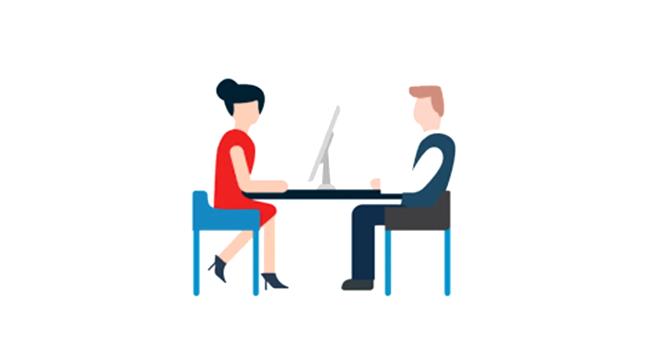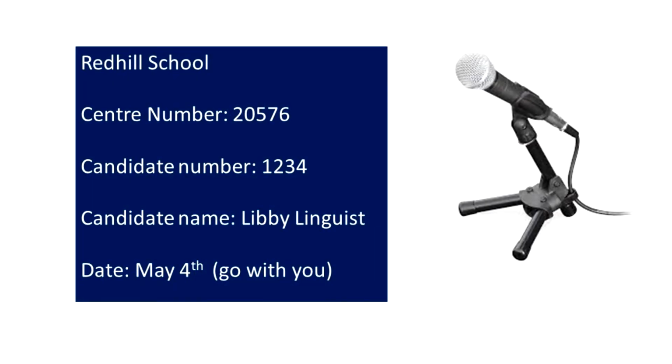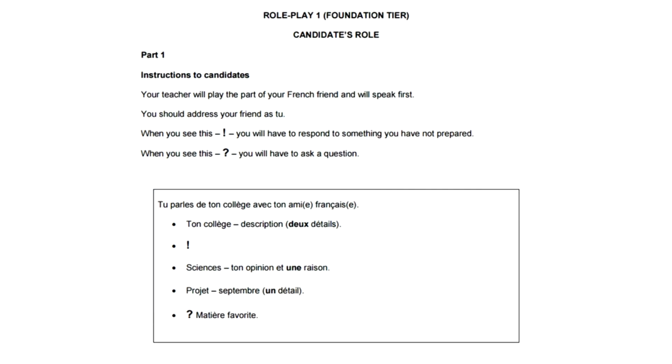The exam itself: there will be just you and your teacher in the room with the voice recorder. Your teacher will introduce you on the recording and will give various official details about the test: your centre number, candidate number, the date and so on. The role play is done first. When you see an exclamation mark, you must respond to something spontaneously. In other words, something you have not prepared in the preparation time. When you see the question mark, you must ask the teacher a question.